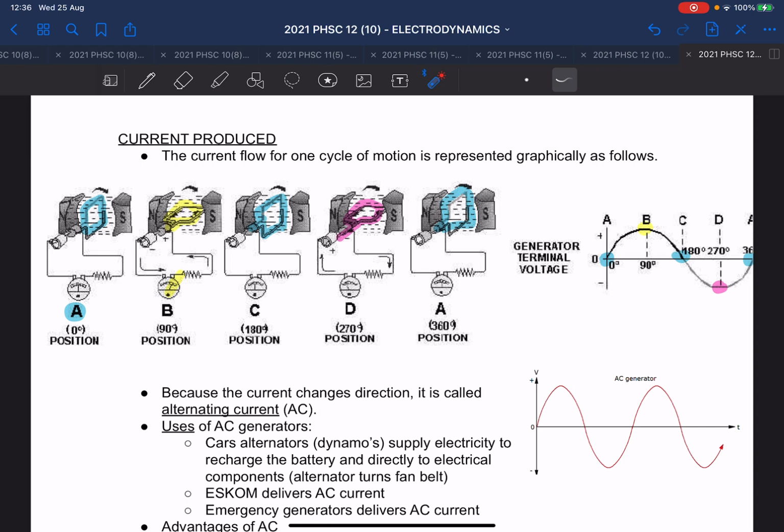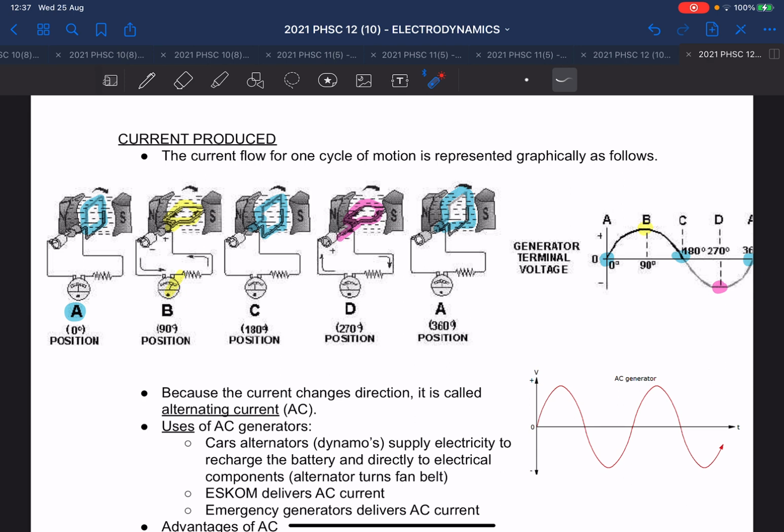What do you need to know here? You need to know when it's at the vertical, there is no interaction between the magnetic fields. So the EMF, the volts that is produced, is 0. And when it is horizontal, then it is the maximum and the minimum.